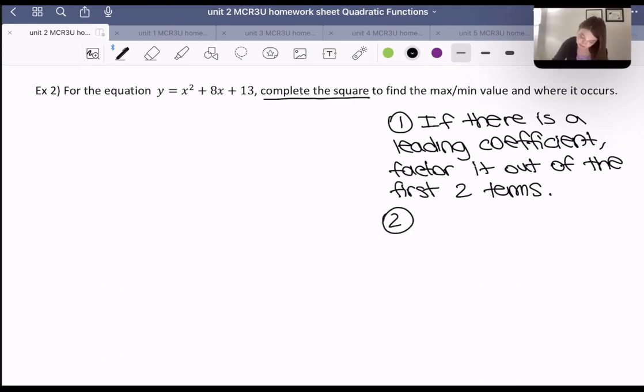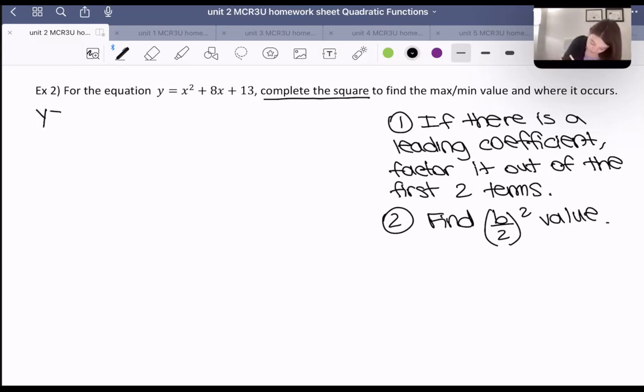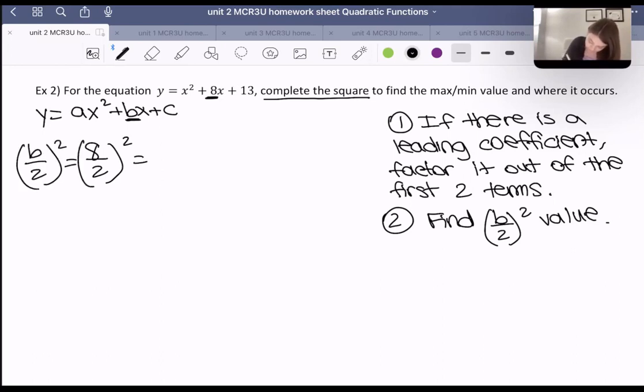Okay, step 2 is to find the b over 2 squared value. What do I mean by that? Well, you know how every equation is y equals ax squared plus bx plus c. So b is the coefficient of our x. In this case, it's 8. So we would find 8 over 2 and then square that value. Let's do it as I explain the steps. 8 over 2 squared is 4 squared, which is 16. So we did step 2.